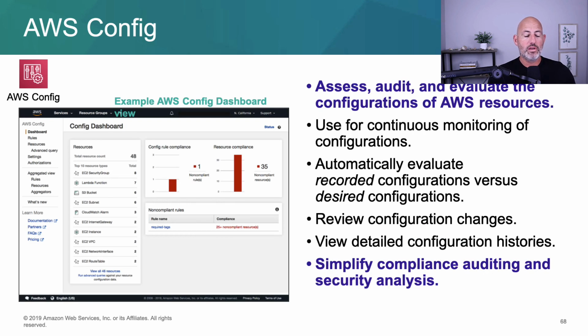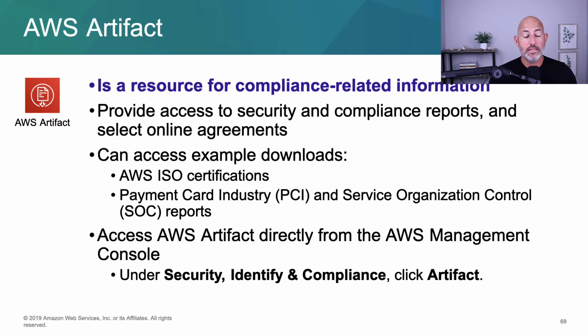And so how would you do this? Well, one of the tools you can use is AWS Config, and it allows you to assess, audit, and evaluate configuration of AWS resources. You can use this for continuous monitoring of configurations. You can also go in and automatically evaluate recorded configs. So really, AWS Config is a pretty cool tool if you're into data governance, which is a really hot trend. And in fact, it's a job title.